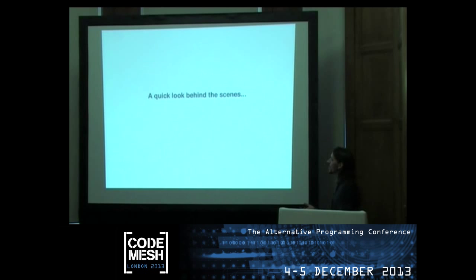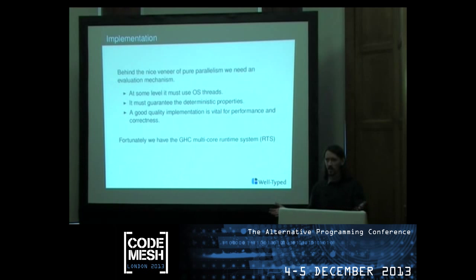Now, maybe to convince you that this is real, I think I'll tell you a little bit about how it's implemented behind the scenes. Because parallelism is, after all, about performance, right? So we need something that's going to make this work well, not just something that is nice in theory. So behind this beautiful veneer of pure parallelism, we do need something to really evaluate it in parallel and do it well. Right? And so at some level, it has to use operating system threads because that's the only thing the operating system gives us to make use of cores, multiple cores. And the implementation mechanism has to guarantee the deterministic pure property of the high-level language, right?